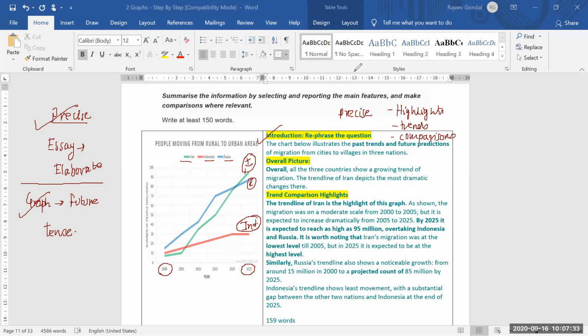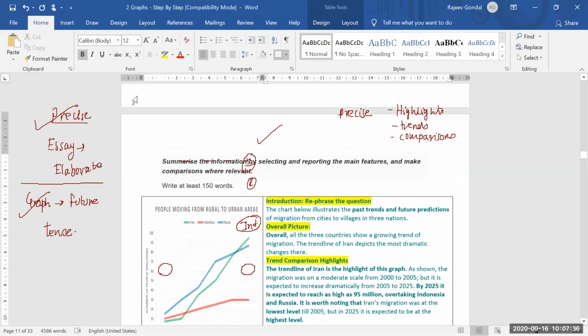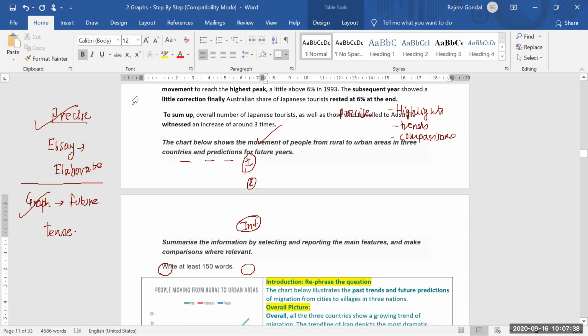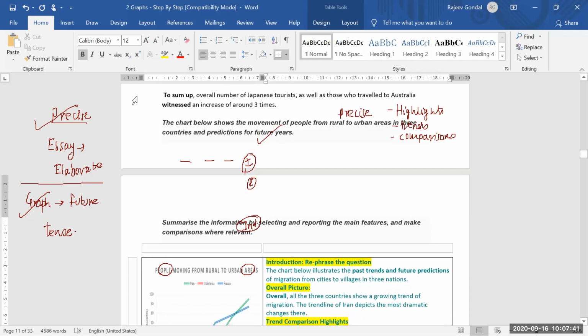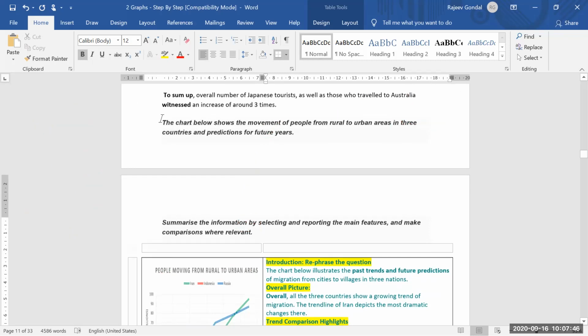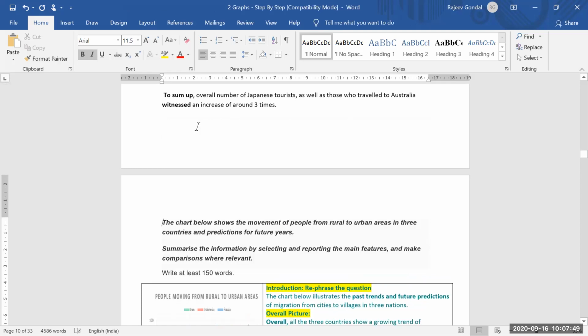I'll show that to you quickly. Here is the question. I'm sorry there is a background noise if you are hearing that. Okay, so as you can see here, I'll just clean it up a little bit. So basically the question says, the chart below shows the movement of people from rural to urban areas. Now we can change this from cities to villages, right? Shows movement. In place of movement we can write migration, so this can also be changed. In three countries, and predictions of future years, or future projections.